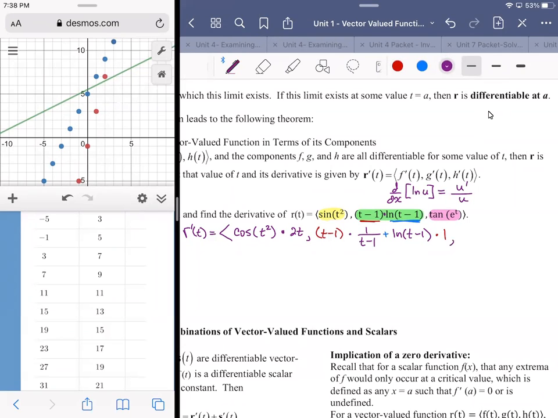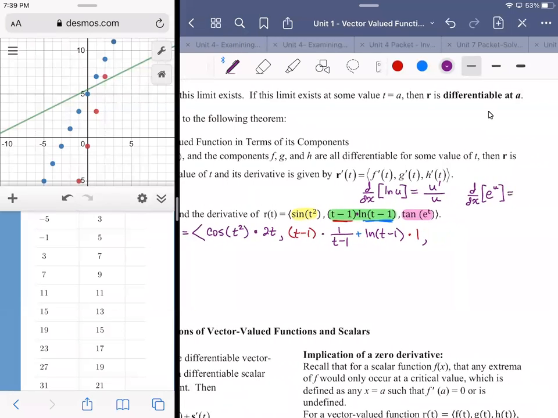All right. And then the last component is just another chain rule. So tangent of e to the t. Another thing that people tend to forget, the derivative with respect to x of e to the u is e to the u times u prime. Right? In this case, the exponent is just a t, so that's easy enough. So derivative of tangent secant squared of e to the t times the derivative of the inner function. E to the t has a derivative of e to the t. And so that's the third component.